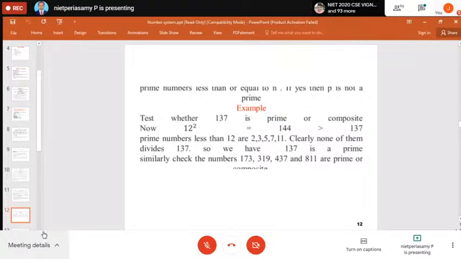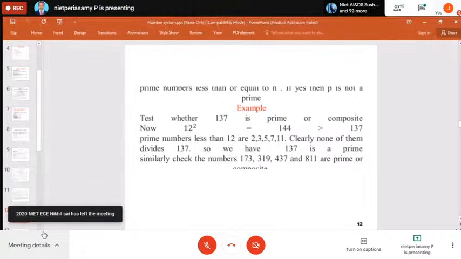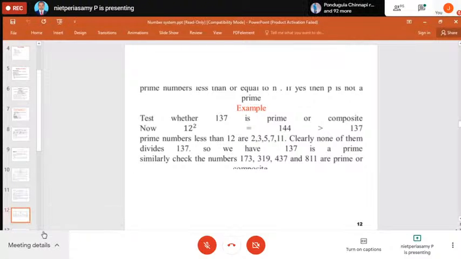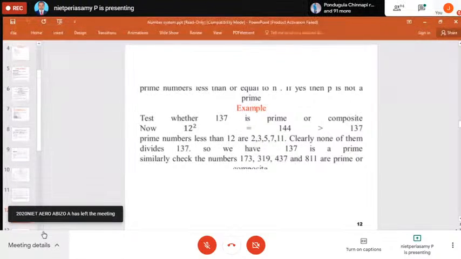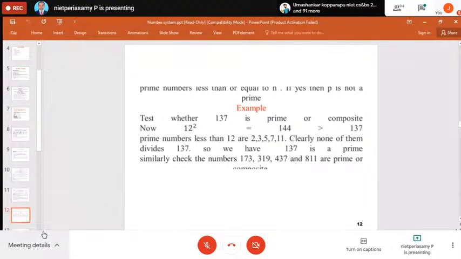What is the square root of 3? 1.732. So 3 is not a perfect square. Now suppose you take the square root of 4. What is the square root of 4? 2. So you get a whole number, so 4 is a perfect square, but 3 is not a perfect square. So there is a difference between a perfect square and not a perfect square. That is the concept here.